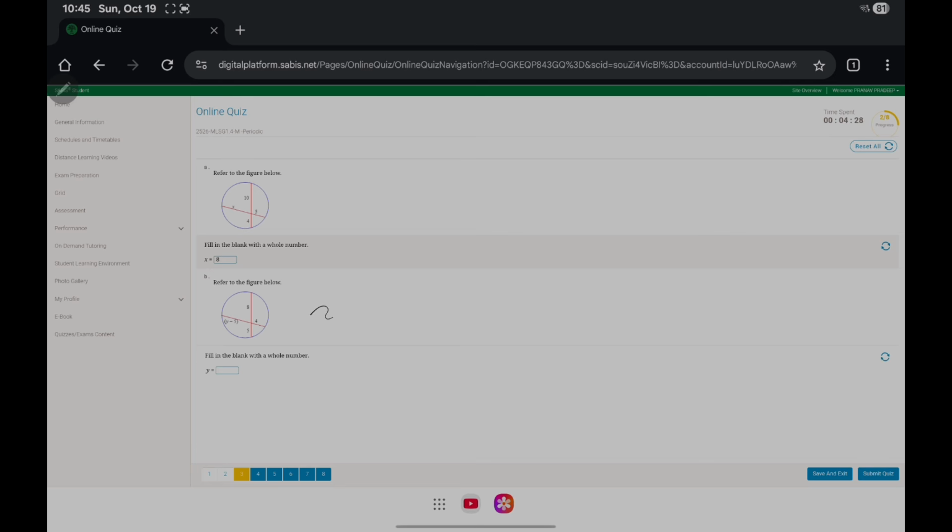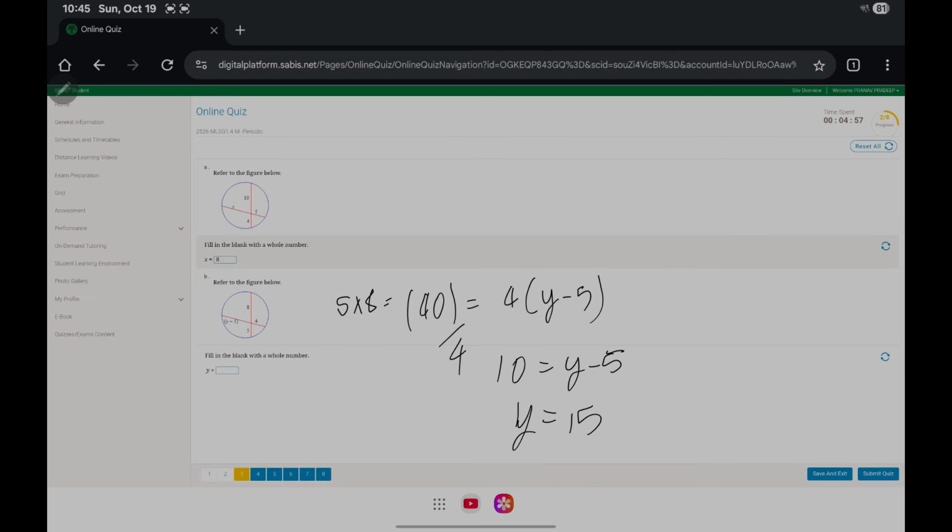And here, again, this times this times this. So 5 times 8 gives you 40. Equals 4y minus 5. Right? Divide 10 equals y minus 5 and y equals 15.